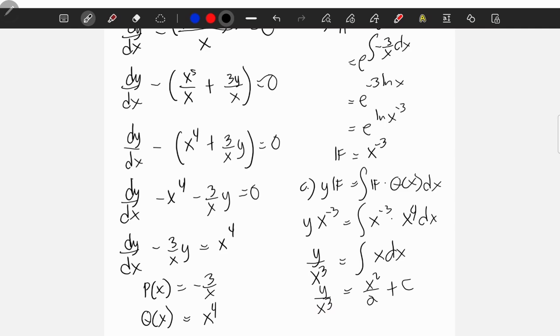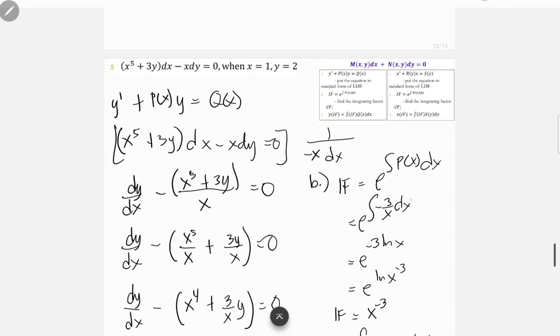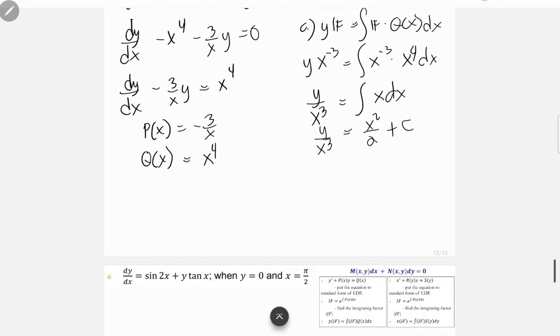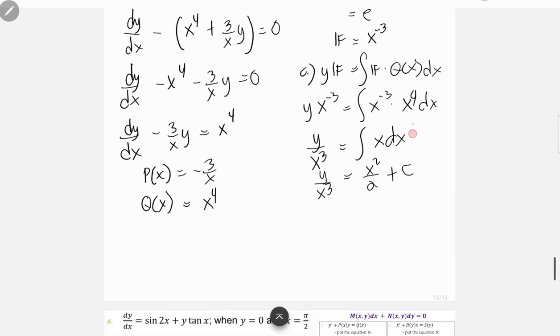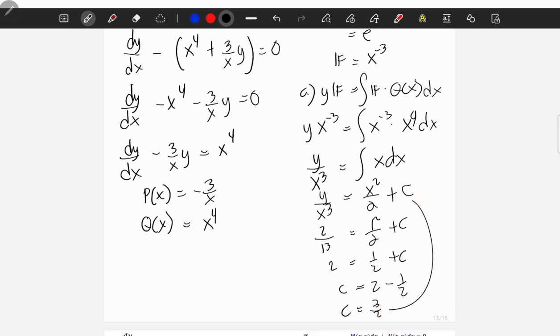Since this one is looking for the particular solution, we will substitute the values of x and y. x is equal to 1 and y is equal to 2. So y is 2, x is 1, 1 squared over 2 plus c. 2 over 1 is 2 equals 1 half plus c. Then c is equal to 2 minus 1 half. 2 minus 1 half is 3 halves. So c is equal to 3 halves. Then we will substitute this to this equation.